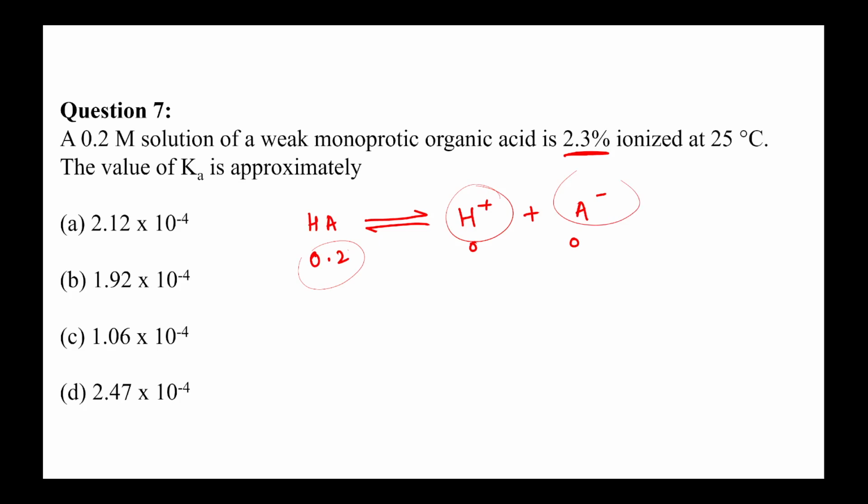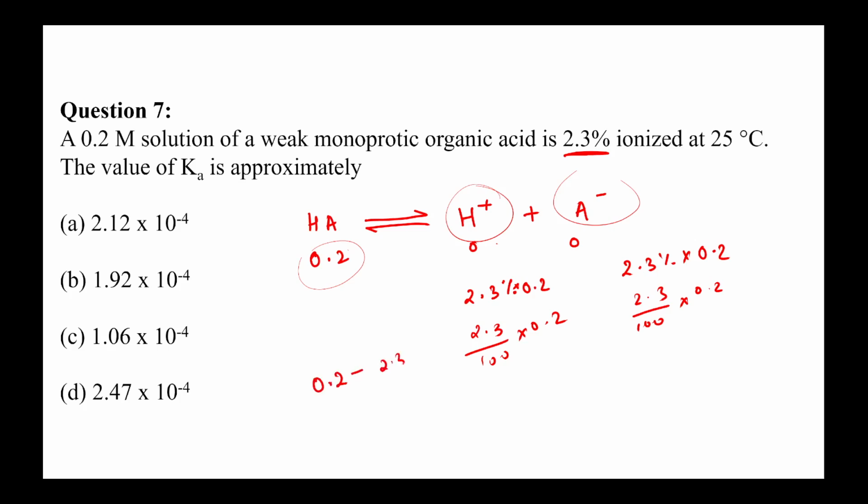It's a monoprotic acid. So after some time, 2.3% of 0.2 will be the final concentration of H plus, and the same will be the final concentration of A minus ions. So 2.3% means 2.3 by 100 into 0.2. This will also be 2.3 by 100 into 0.2, and here from 0.2 we'll have to subtract 2.3 by 100 into 0.2.